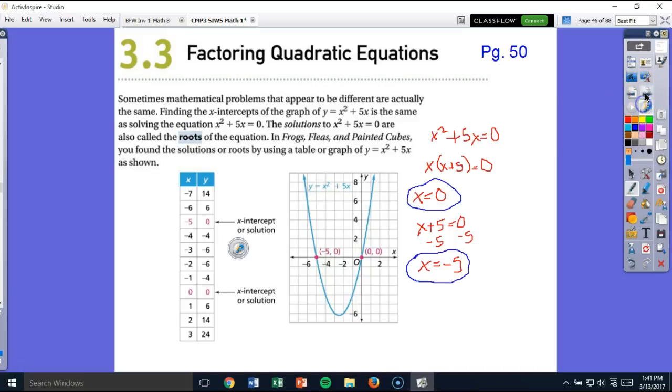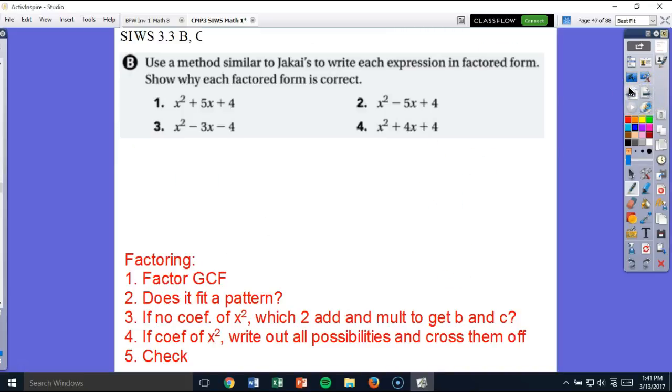I'm going to skip ahead here and jump to part B of Say It with Symbols. It asks us to use a method similar to Jakai's to write each expression in factored form. I don't really care about Jakai. I want us to write each expression in factored form and show why each factored form is correct, which means check it, prove that it will work.